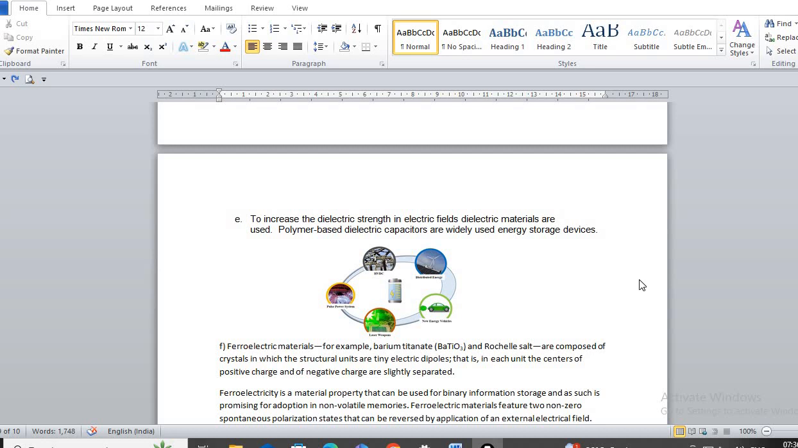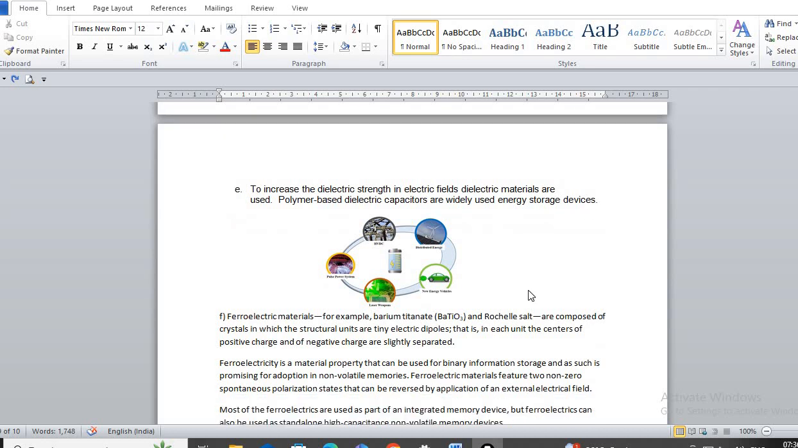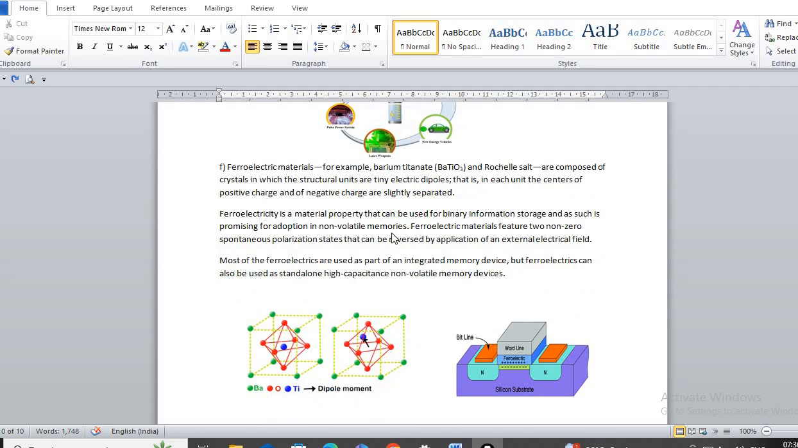In modern days we are using big capacitors as energy storage devices. Although we are considering this as an application, there is one more important dielectric material. This is known as ferroelectric material. Example, barium titanate, BaTiO3. Now, these ferroelectric materials have some dipoles. We can see the crystal structure of this. Now this is the dipole moment direction.